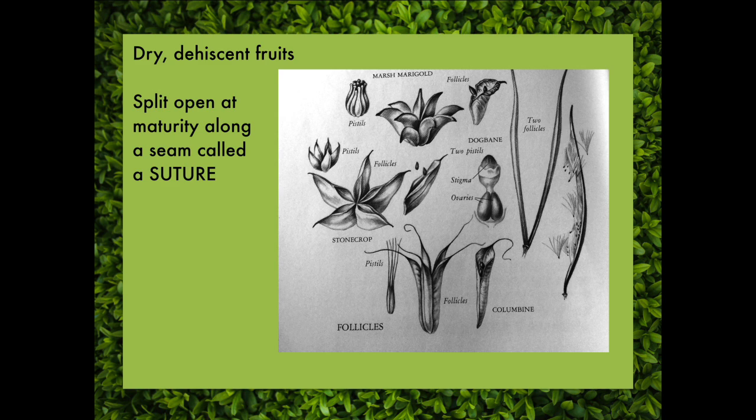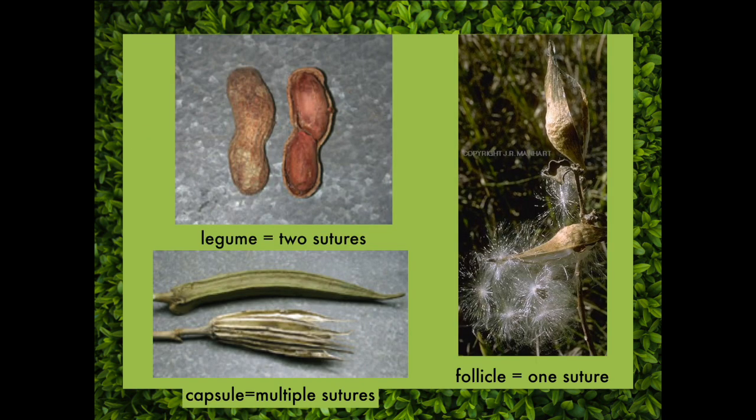So those are our fleshy fruits, and now we're moving into our dry fruits. And the first set of dry fruits I want to talk about are the dry dehiscent fruits. Dehiscent means that these are fruits that split open, and they split open along a seam that's present, and that seam is called a suture. And we classify our dry dehiscent fruits based on the number of sutures that they have. So a follicle, as was illustrated in the last slide, has just one suture. A legume is one type of dry dehiscent fruit that has two sutures, as you can see in that peanut in the upper left. And a capsule is a dry dehiscent fruit that has multiple sutures.